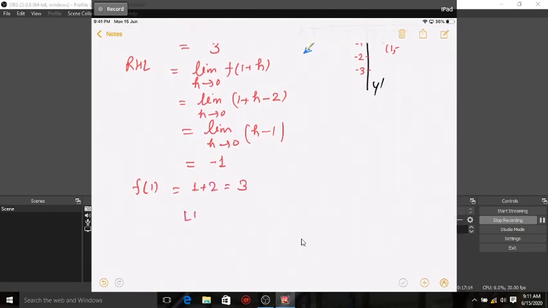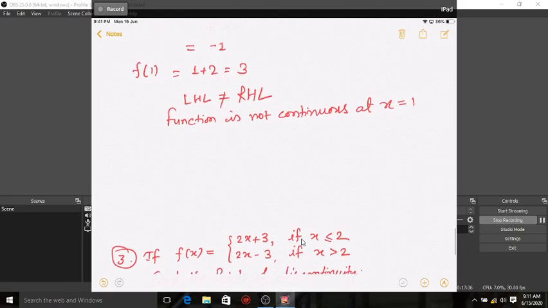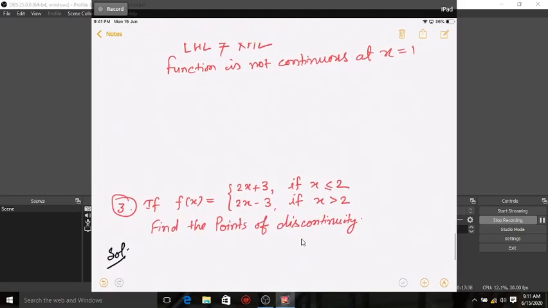The left hand limit of the function is not equal to the right hand limit, so we can say the function is not continuous at x equal to 1. So in this way we can discuss the continuity of a function, and we can check whether the function is continuous at a given point or it is discontinuous.